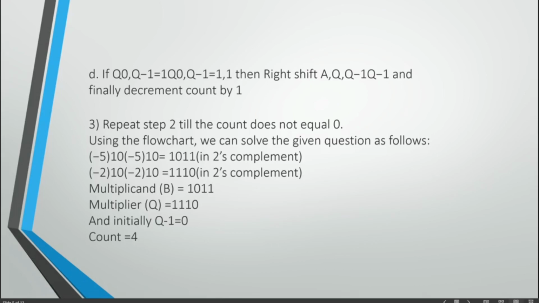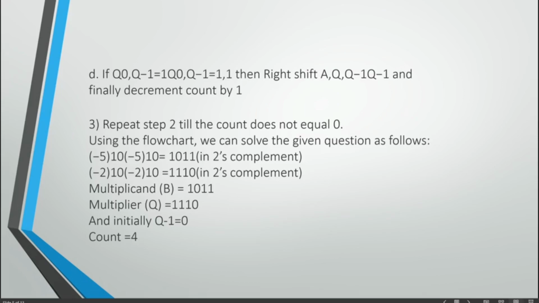Now repeat step 2 till count does not equal 0. Using the flow chart, we can solve the given question as follows: minus 5 into 10. So the binary number will be 1011.